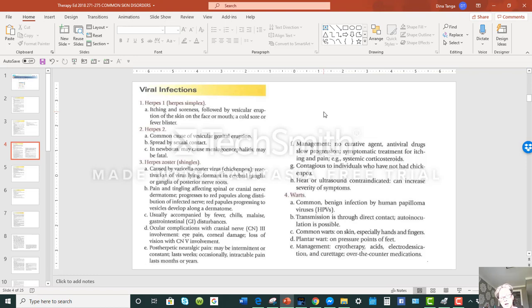Warts: common benign infection of human papilloma viruses, HPVs. Transmission through direct contact, inoculation is possible. Common warts on skin, especially hands and fingers. Plantar wart on pressure points of feet. Management: cryotherapy, acids, electrodesiccation, and over-the-counter medications.